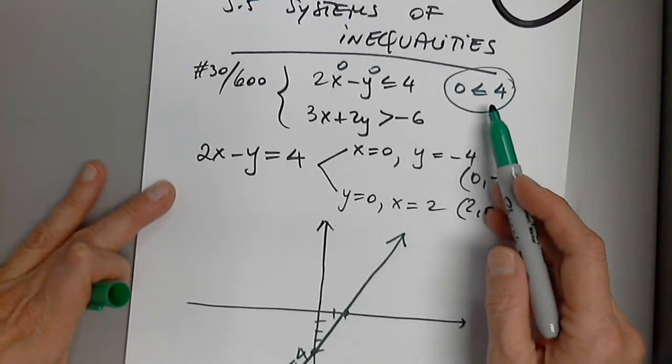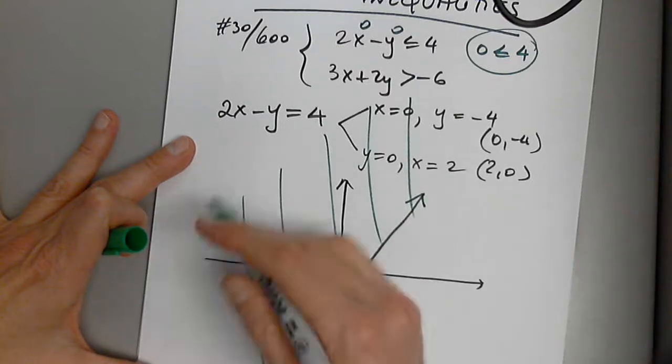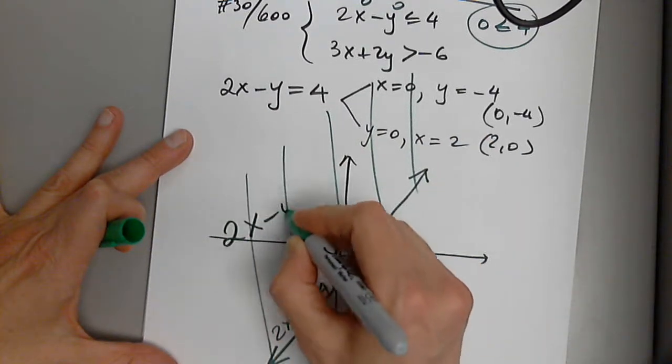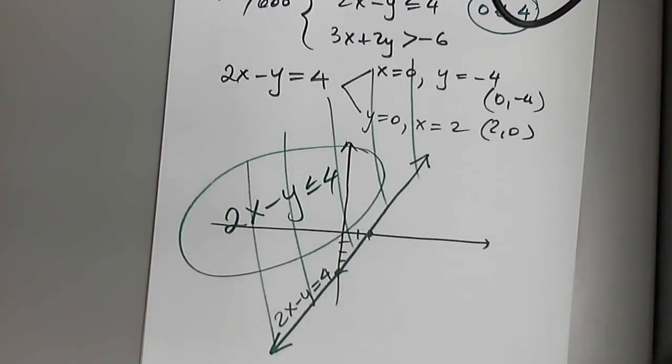Is this statement true? Yes. So then I will have to shade in. And all this, including points on the line, represents 2x minus y less than or equal to 4. The solutions, the ordered pairs that make this inequality true.